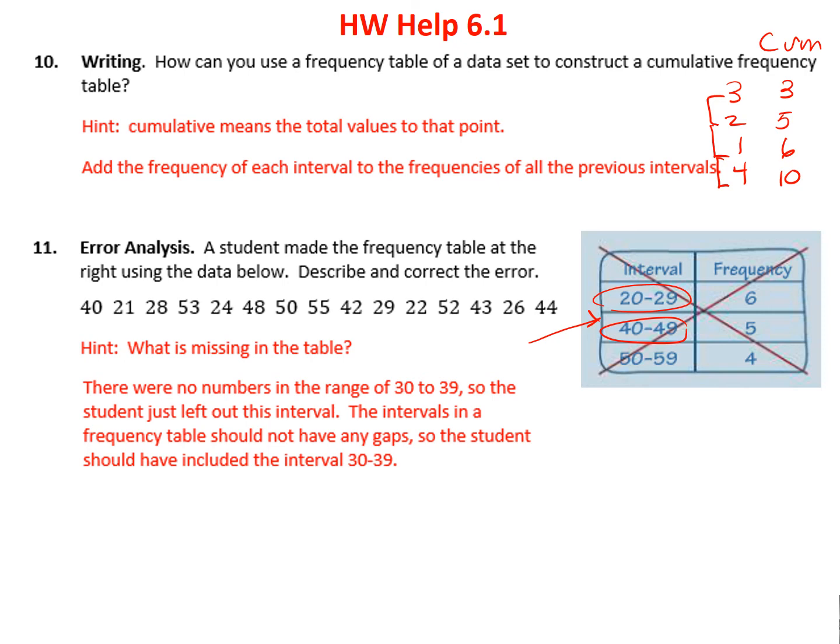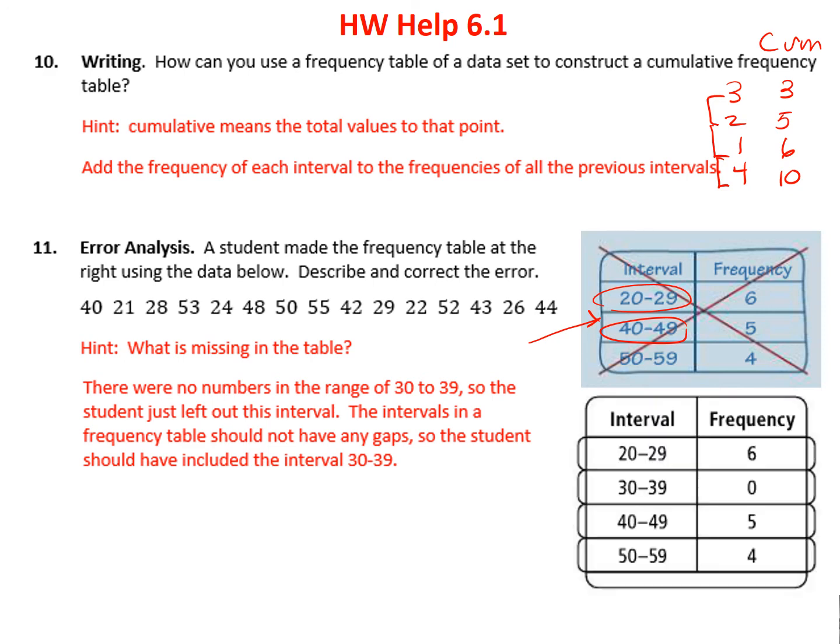Now that's understandable because there's no 30 to 39 in the data. However, when we build a frequency table, we have to include all the intervals. So we simply have to write this again and set up our table so that we have a 30 to 39, even though there'll be 0 in that category. So that's the error and that's the correction.